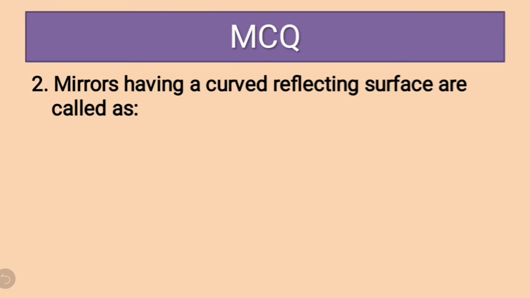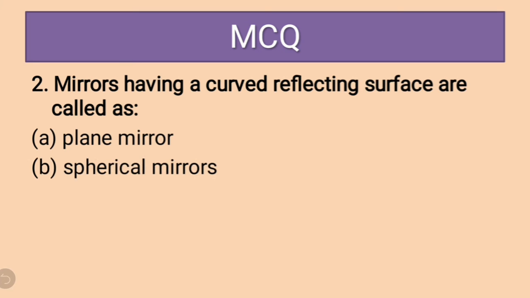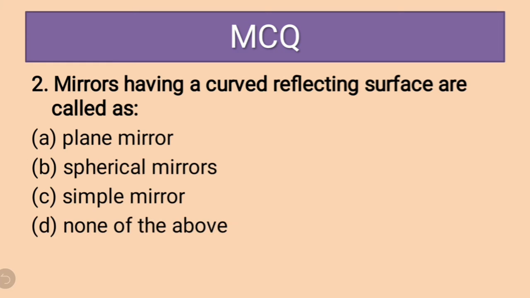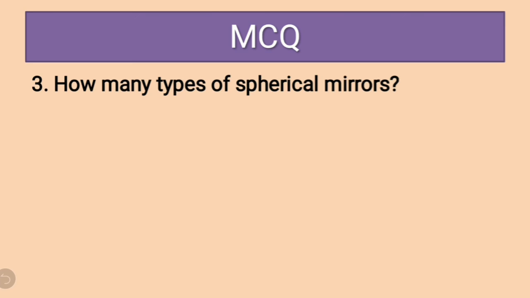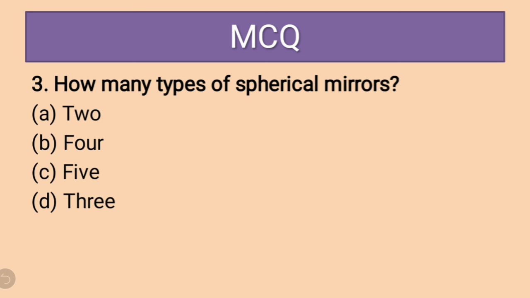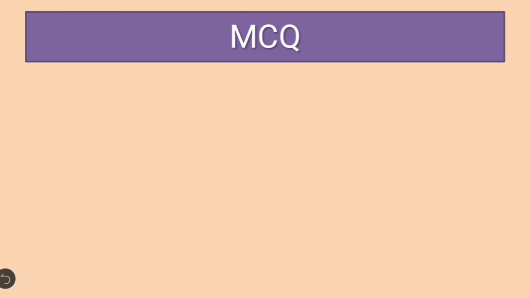Mirrors having a curved reflecting surface are called dash: plane mirror, spherical mirror, simple mirror, none of the above. Mirrors having a curved reflecting surface, what are they called? Spherical mirrors. So the correct option is B, spherical mirrors. Third question. How many types of spherical mirrors are there? 2, 4, 5 or 3? The answer is obviously 2. There are 2 types of spherical mirrors.